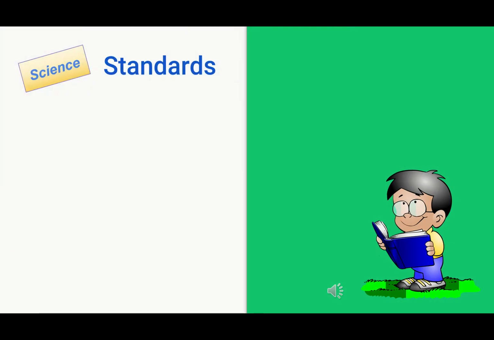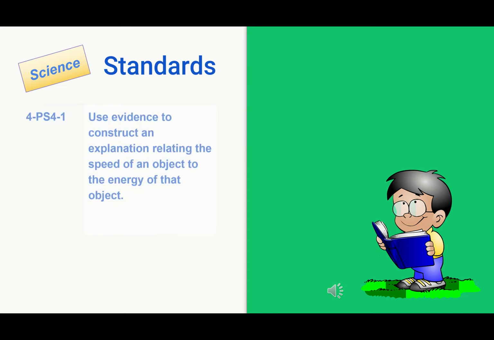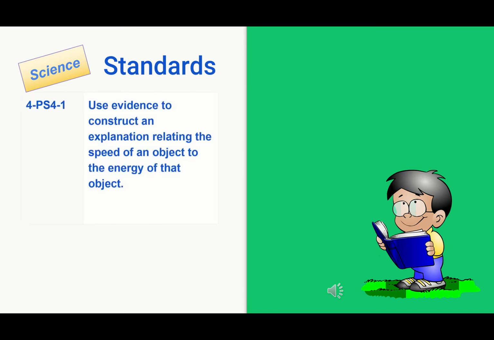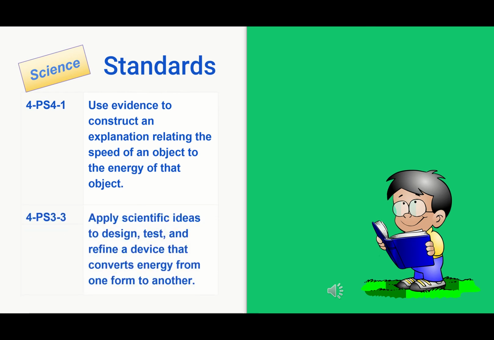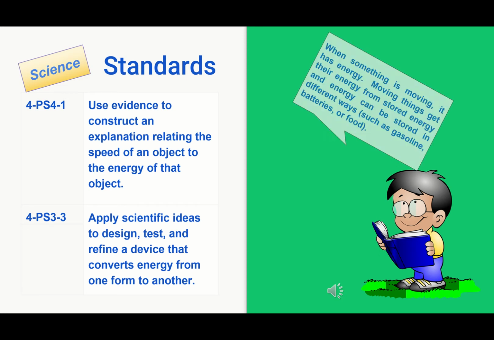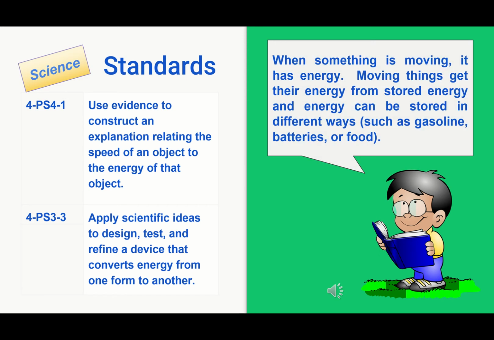The science standards used in this lesson are: first, the students use evidence to construct an explanation relating the speed of an object to the energy of that object, and then they apply scientific ideas to design, test, and refine a device that converts energy from one form to another. Ultimately, we want the kids to think when something is moving, it has energy, and moving things get their energy from stored energy, and energy can be stored in different ways, such as gasoline, batteries, or food.